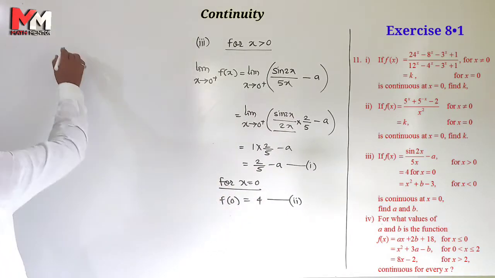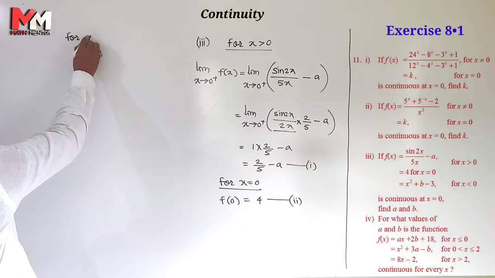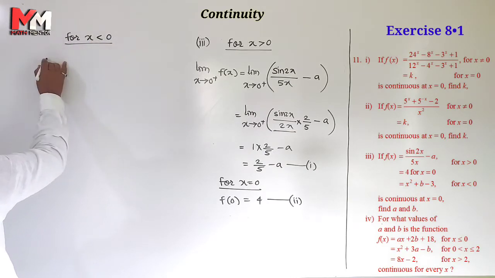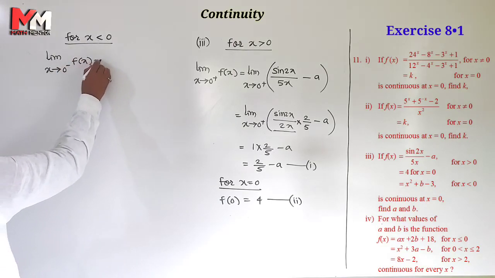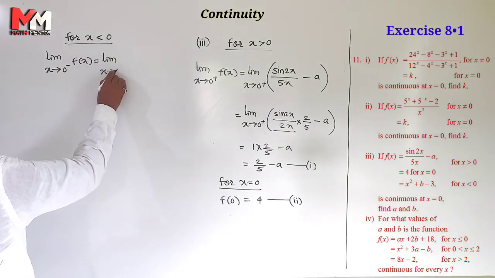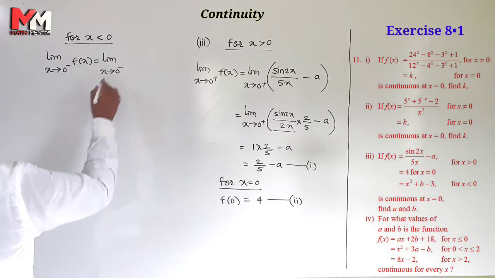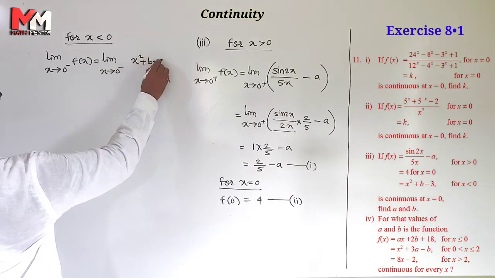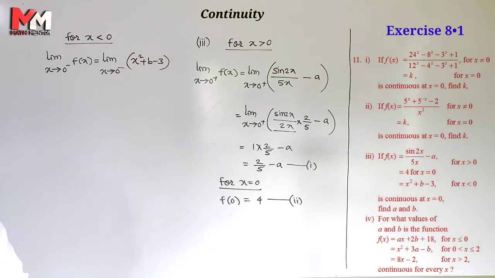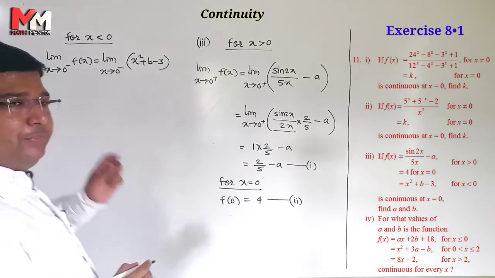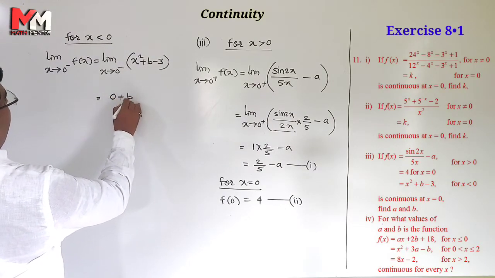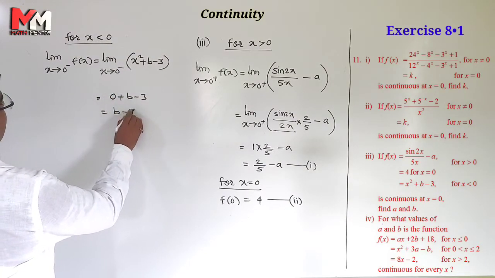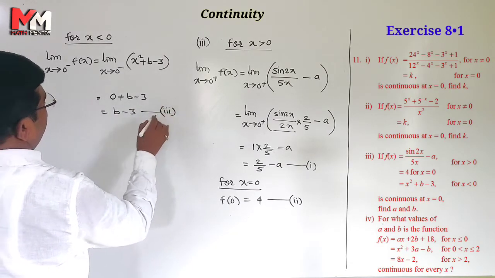Now for x is less than 0, it means we have to find the left hand limit. Limit x tends to 0 minus f of x is equal to limit x tends to 0 minus, what is the function? The function is x square plus b minus 3, which is simple, not in indeterminate form. So we can replace x directly by 0. 0 square plus b minus 3, it's b minus 3. Equation third.